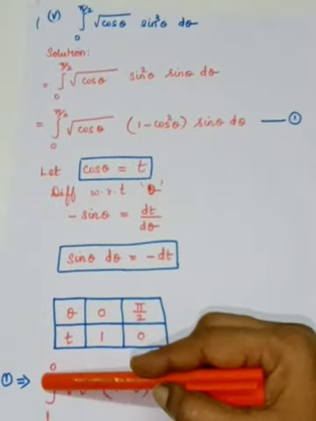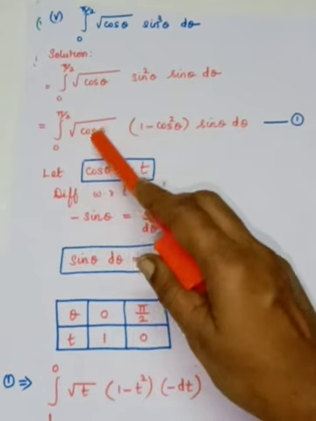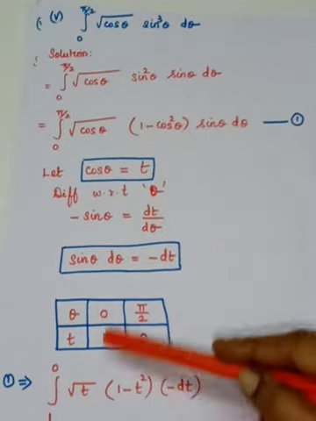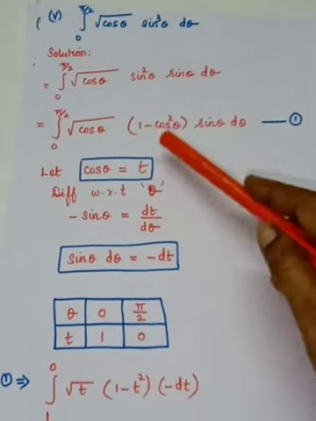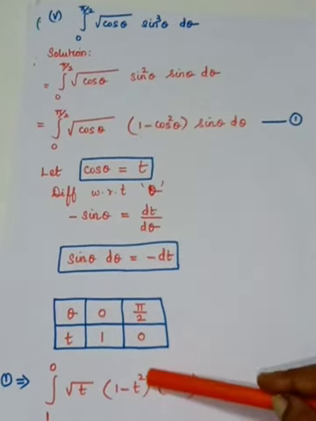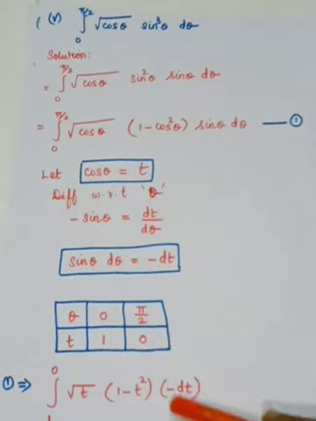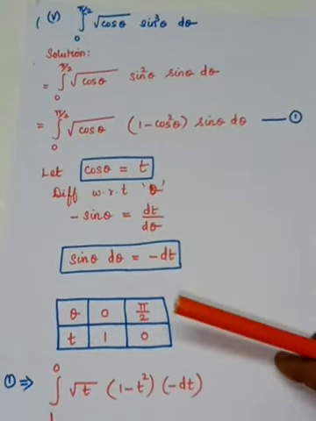So for the upper limit you have to write 0. And the square root of what? Cos t, so it is cos t as t. So square root of t into 1 minus what is cos t is t, cos squared t is t squared. And what is sin theta d theta? Here we have written minus t. So therefore everything is now changed in terms of t.